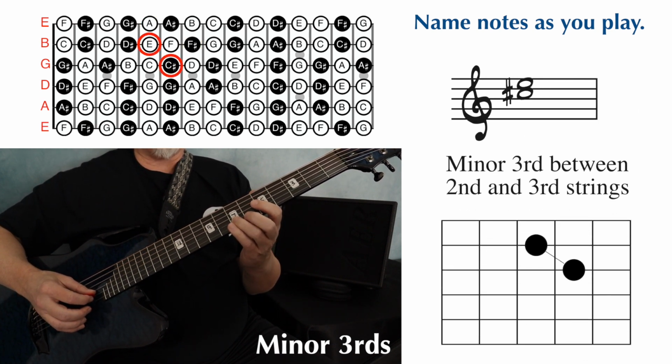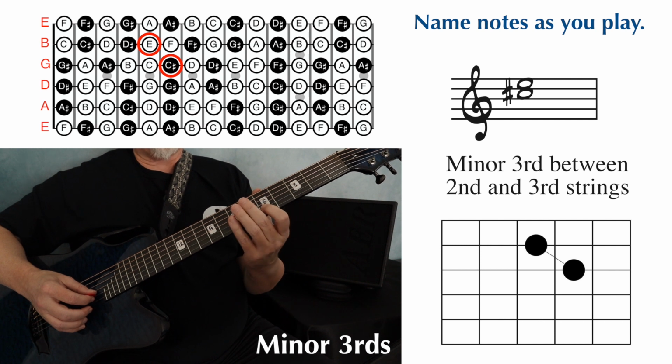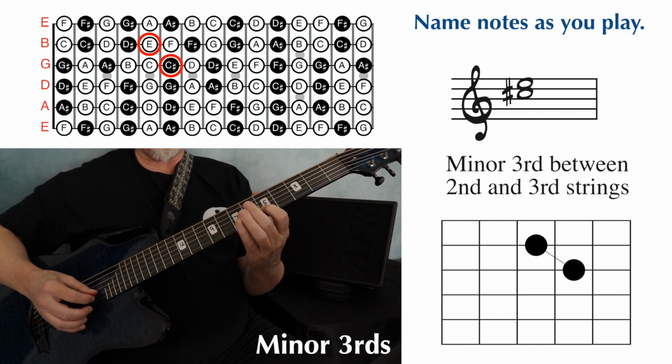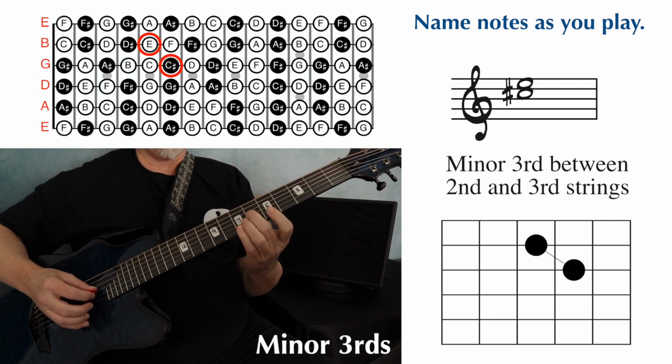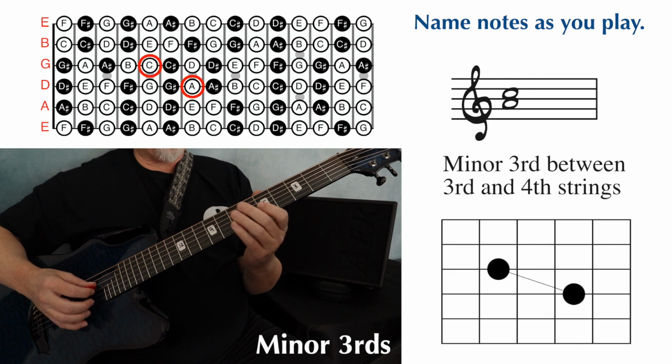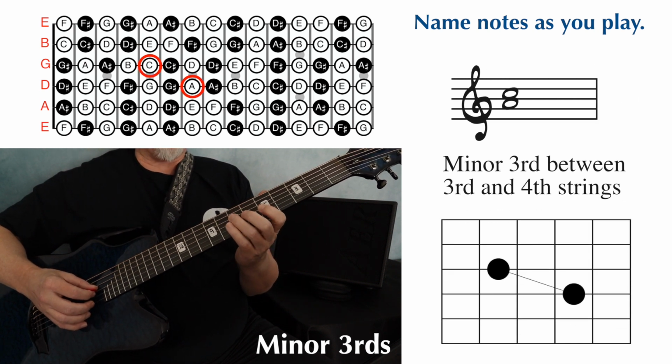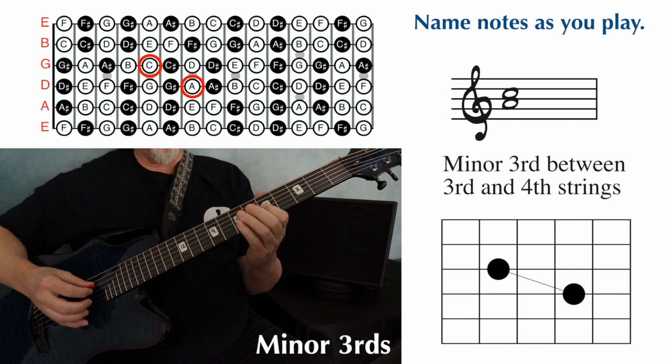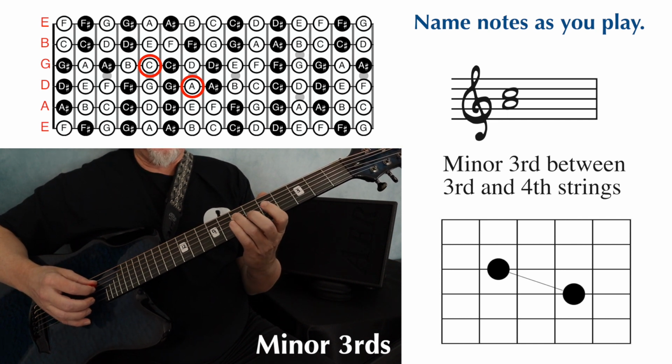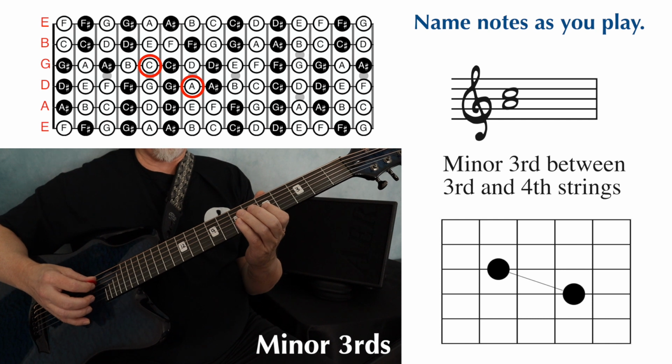Minor third between strings 2 and 3, 1 fret distance. So here's an E, minor third down is a C sharp. E, C sharp. Minor third between strings 3 and 4 is going to be 2 frets distance. Here's a C, minor third below that is an A. C, A.